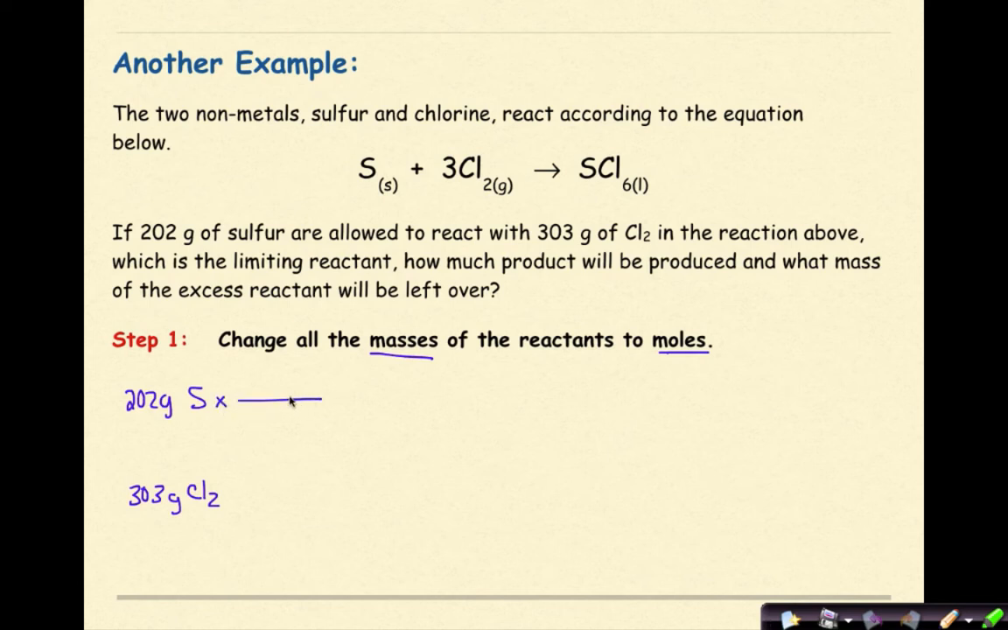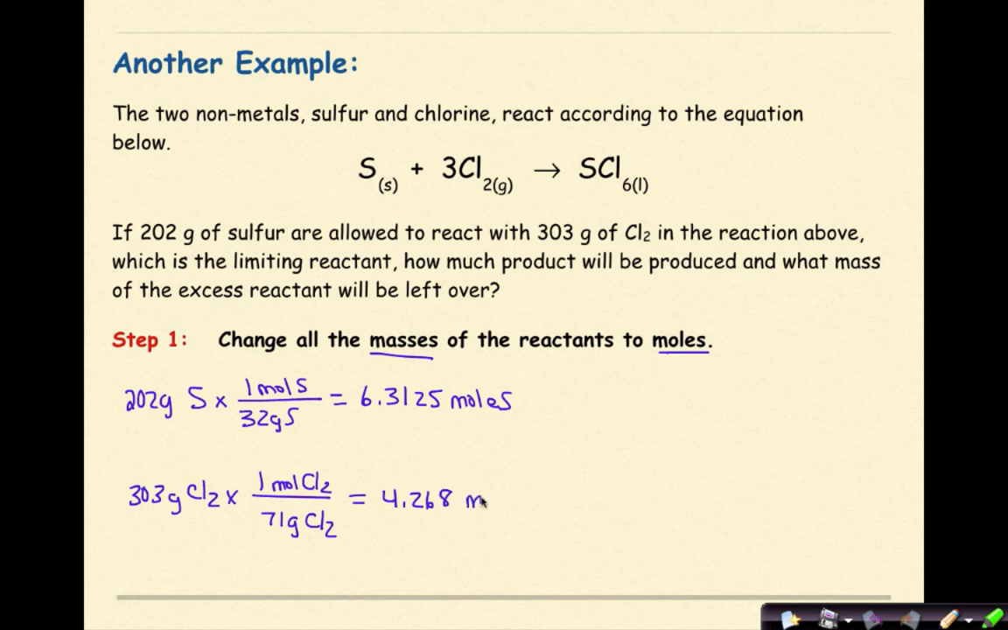And I'm going to say that the atomic mass of sulfur is 32 grams of sulfur in 1 mole of sulfur. And when I work this out, I'm going to get 6.3125 moles of sulfur. And then I'm going to do the exact same thing down here. In 1 mole of Cl2, not just Cl, but Cl2, there's approximately 71 grams of Cl2. And if I work that out, I'm going to get 4.268 moles of Cl2.